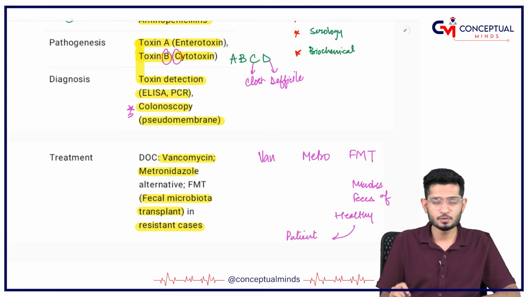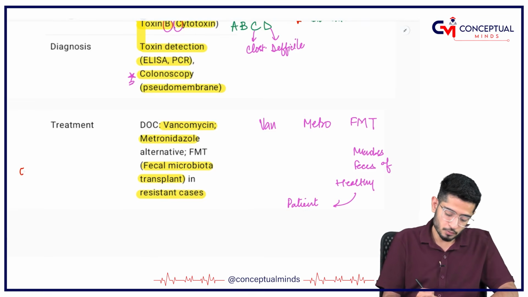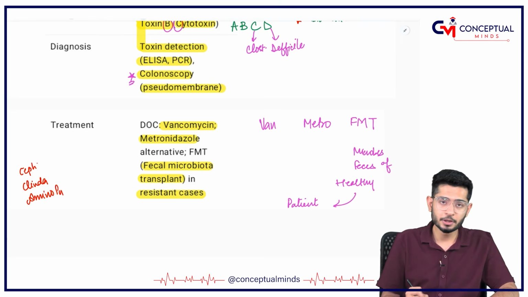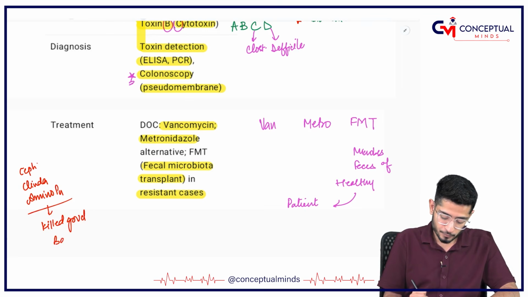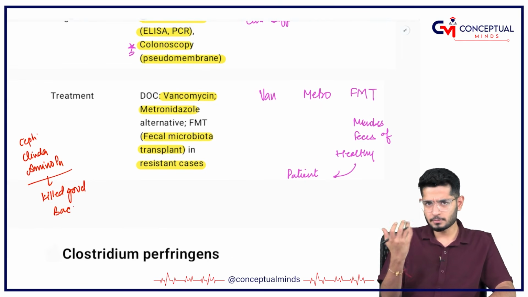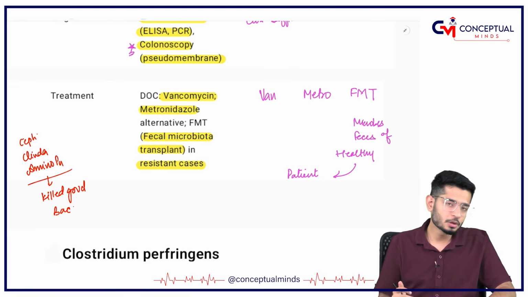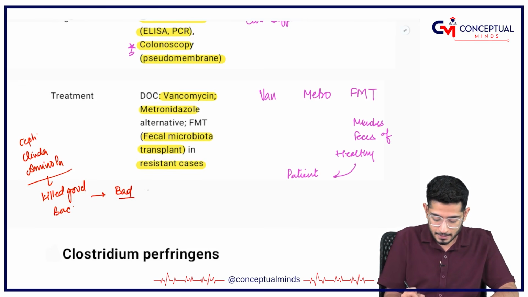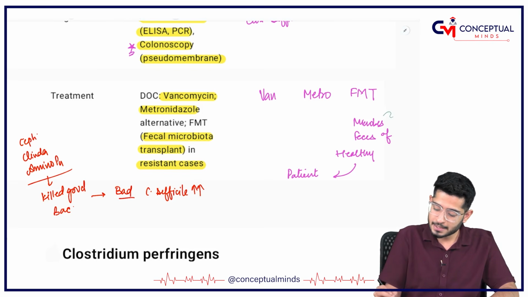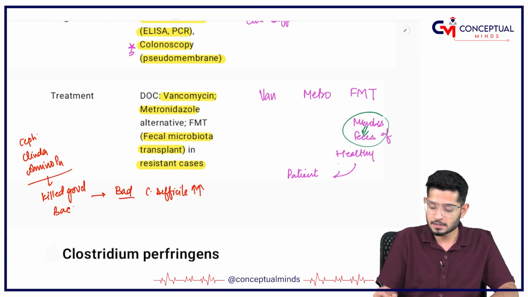Why, sir? Why is it so? My dear friends, what was happening? You were consuming cephalosporin, clindamycin, aminopenicillin, and what you did, you killed the good bacteria which were already present. Everybody has some healthy bacteria, commensals. So you killed those bacteria. Now, because those bacteria were killed, the bad bacteria like Clostridium difficile started growing. So now what will we do? We will extract the good microbes from the feces of the healthy individual and give them to the patient.